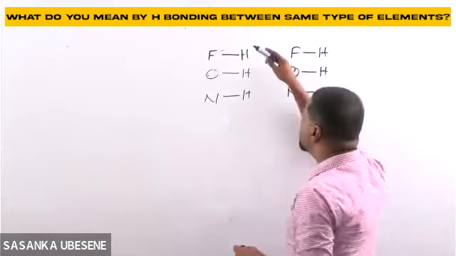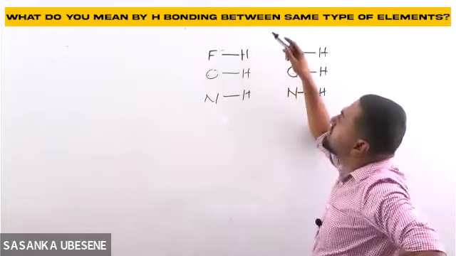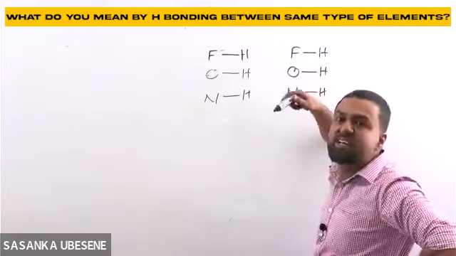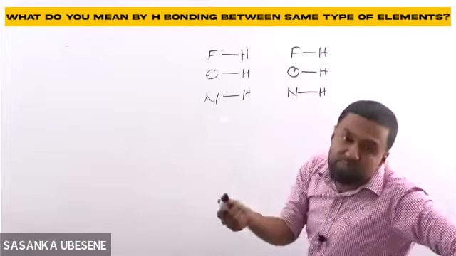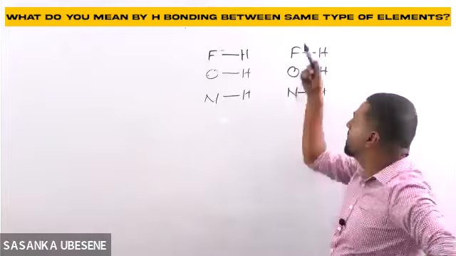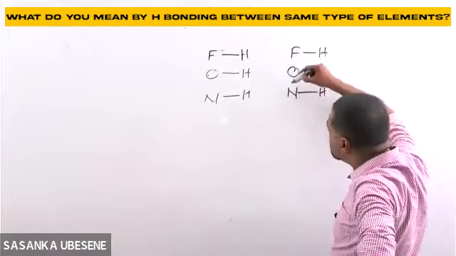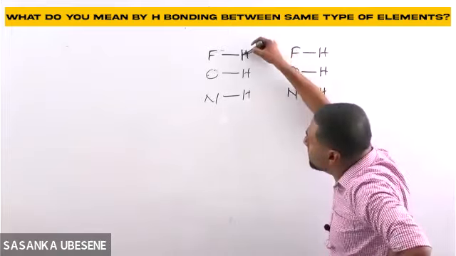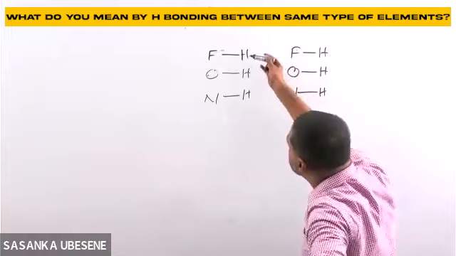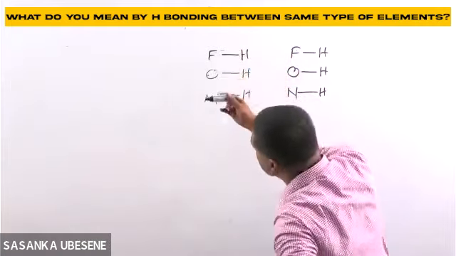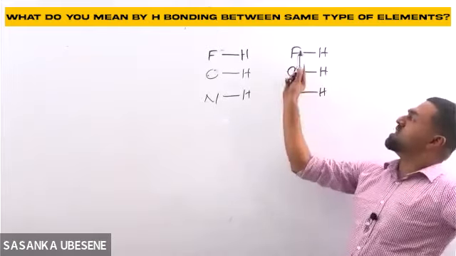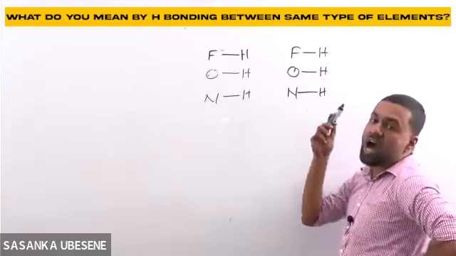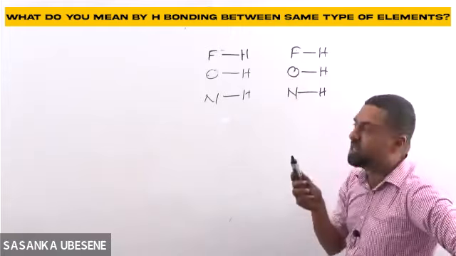So assume this hydrogen atom is the receptor. Always the hydrogen atom is the receptor. Receptor means it receives electrons. And fluorine, oxygen, nitrogen are donor atoms. So the receptor, which means the hydrogen atom, is attached with one of the most electronegative elements, and the donor is attached with hydrogen. Then it is hydrogen bonding between same type of molecules.